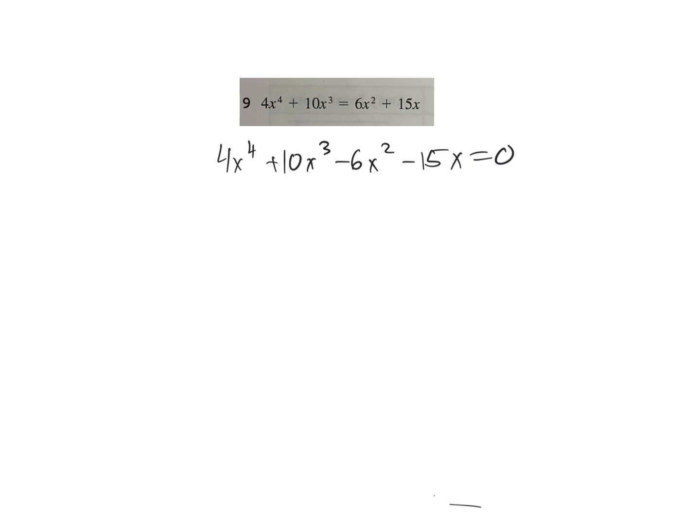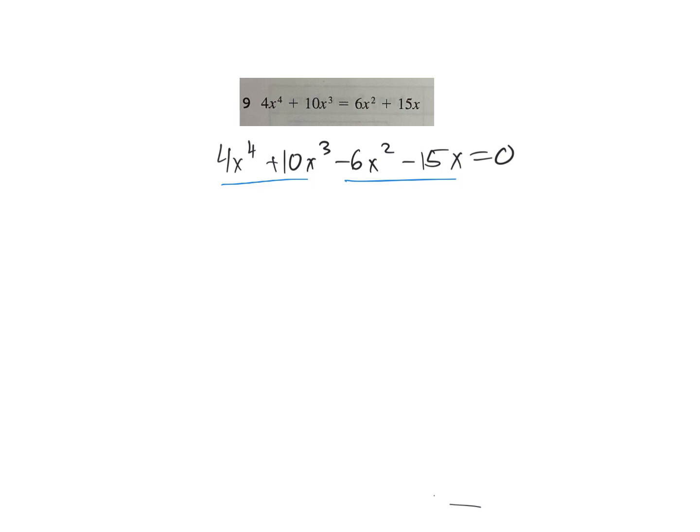So it looks like there's 4 terms. Let's just try to factor by grouping first. We could factor the x out, and that would be okay. Go ahead and just factor by grouping to start. Okay, as long as you're doing mathematical things, you can't make a mistake. Now, it may lead you down the wrong path, but you can't make a mistake.